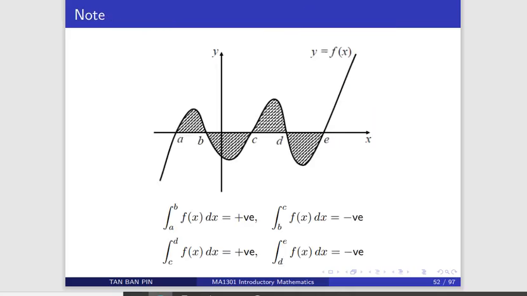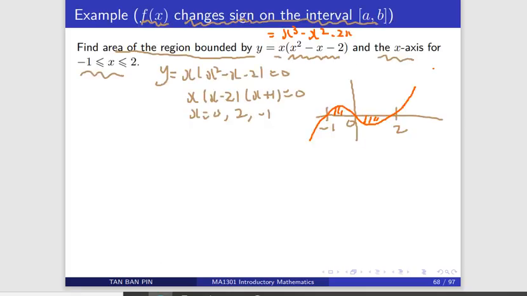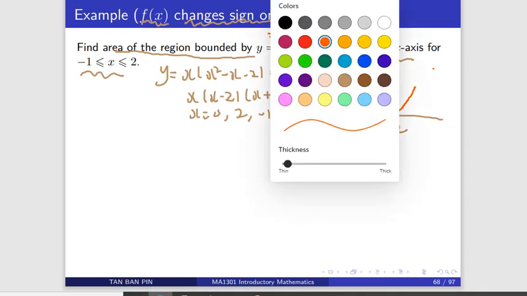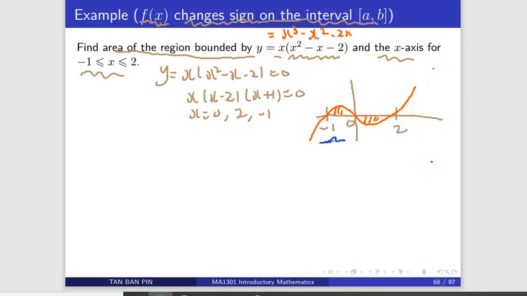So this is a case where sometimes that region is above the x-axis, sometimes below, which means you have to do two integrations. You have to consider integrating from minus 1 to 0, which will give you a positive answer. And if you integrate from 0 to 2, you get a negative answer. So first we consider integrating from minus 1 to 0: x cubed minus x squared minus 2x dx.